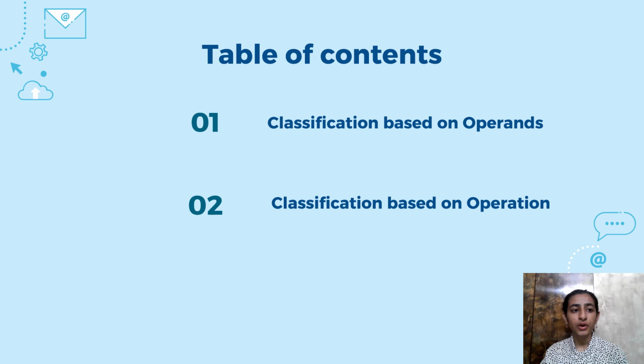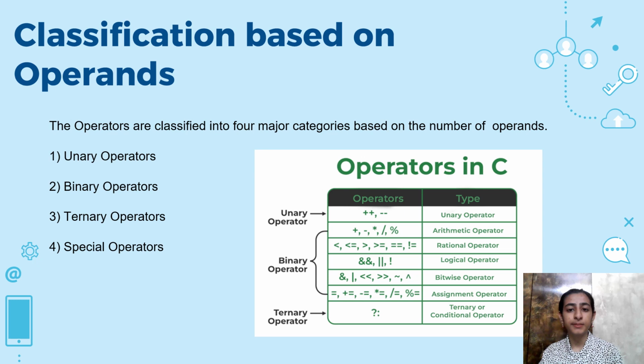This is an overview of the topics that we will be covering today. We will be talking about classification based on the operands and operation in detail. Classification based on operands. The operators are classified into four major categories based on the number of operands. There is unary operator, binary operator, ternary operator, and special operators.